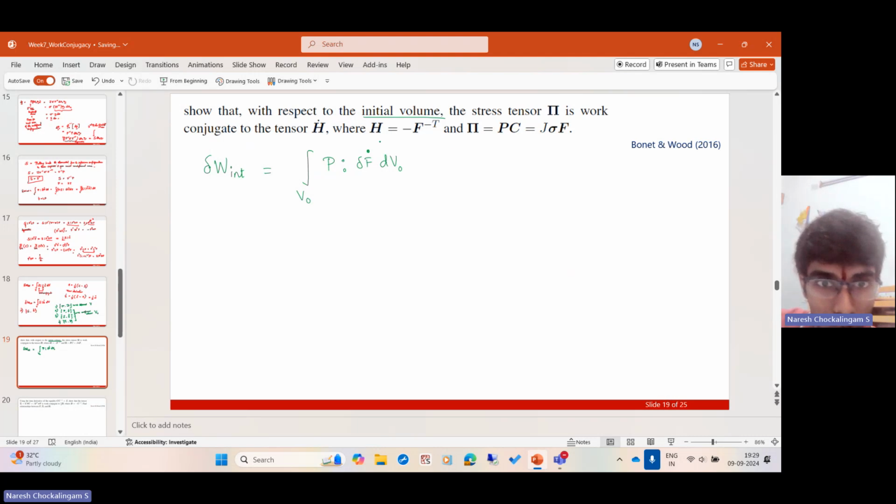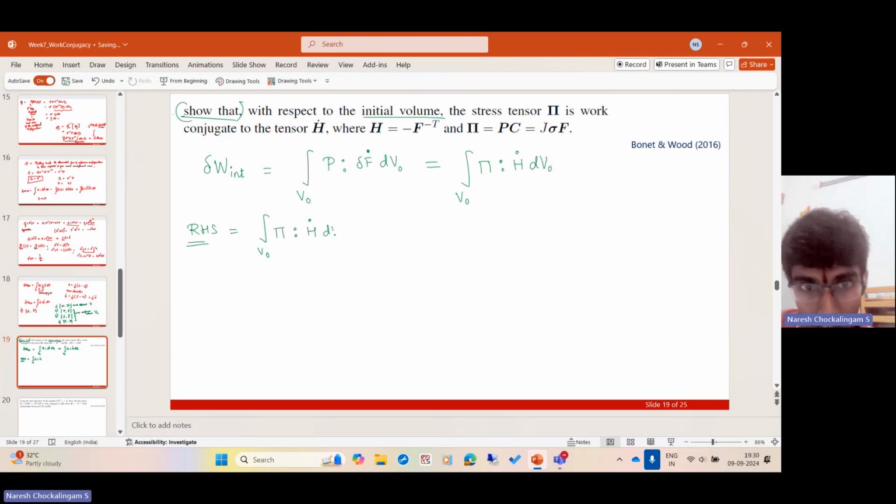Sorry, we have to show that it is with respect to the initial volume. We don't have to derive it. So basically, we have to show that this is equal to integrated over the initial volume pi double contracted with H dot. Let us start with the right hand side. It is integral over V naught pi double contracted with H dot dV naught.